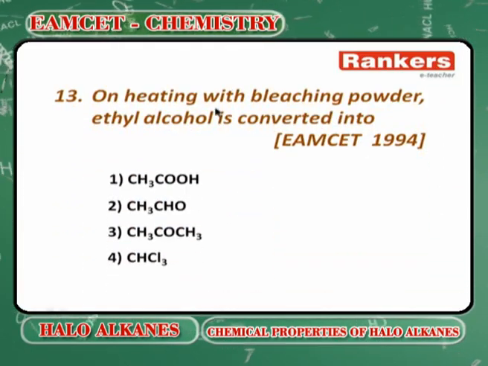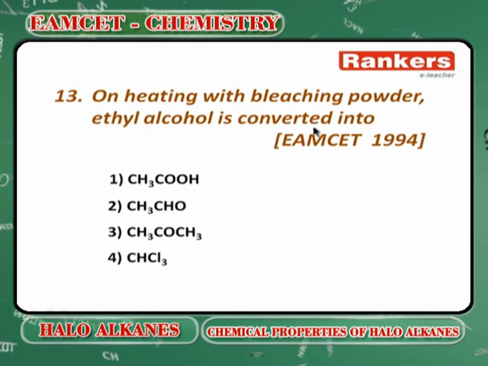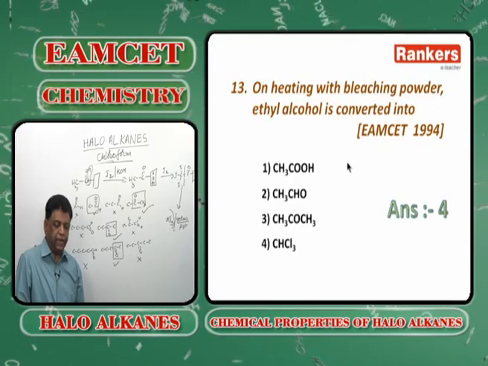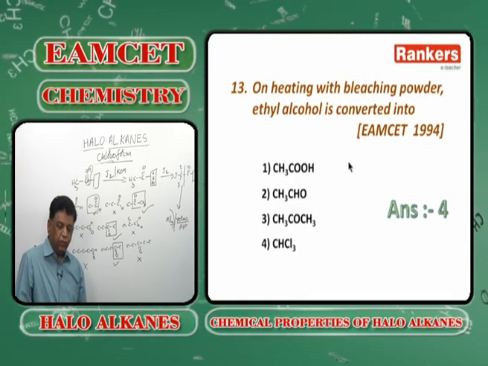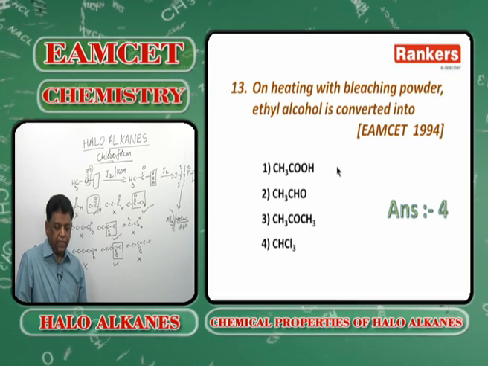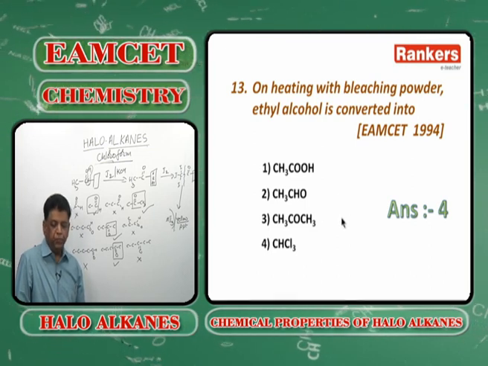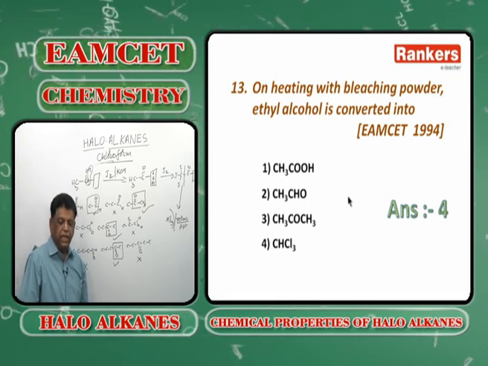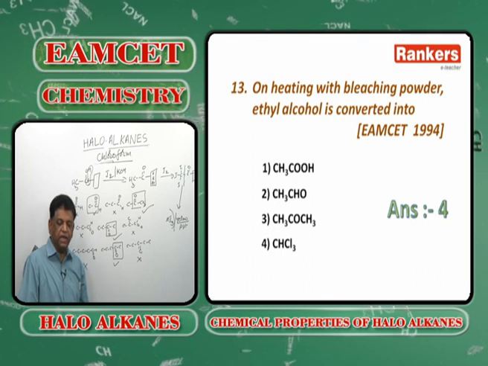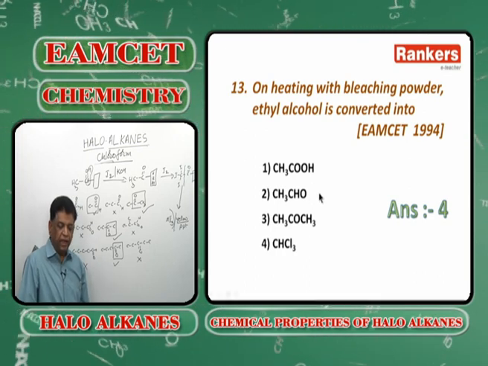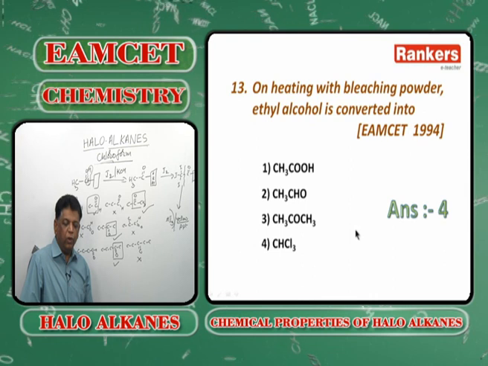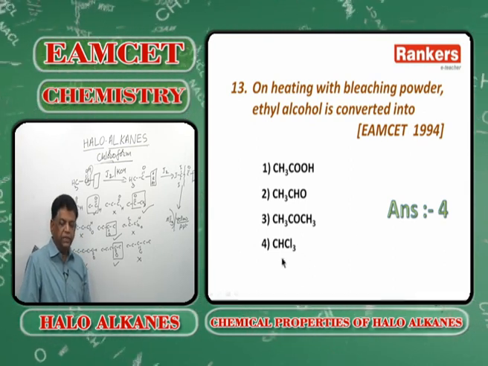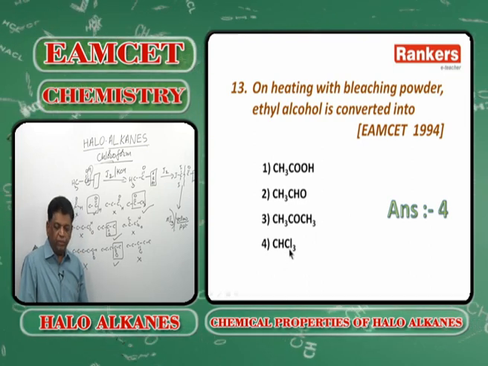On heating with bleaching powder, ethyl alcohol is converted to... First, ethyl alcohol is converted to acetaldehyde. Then it is converted to the trihalo acetaldehyde. Then it is converted into chloroform. So here, ethyl alcohol giving acetaldehyde is right, and the second answer is also right actually. But the second answer will convert into the trihalo acetaldehyde, that is called chloral, which will hydrolyze into chloroform. So therefore, the final answer will be the last one.